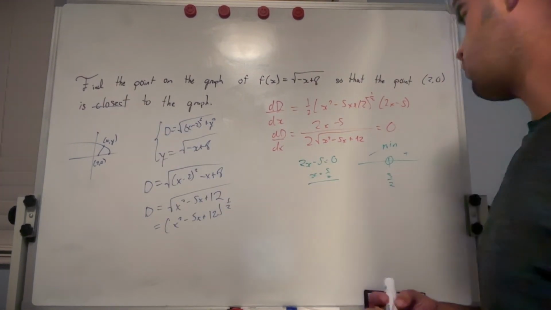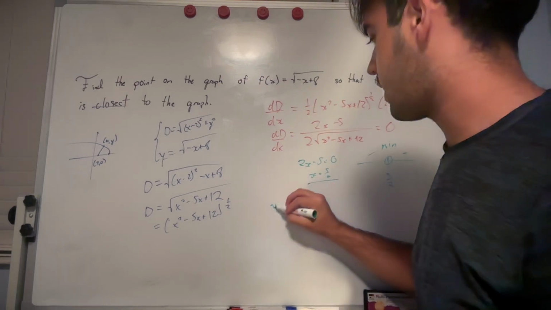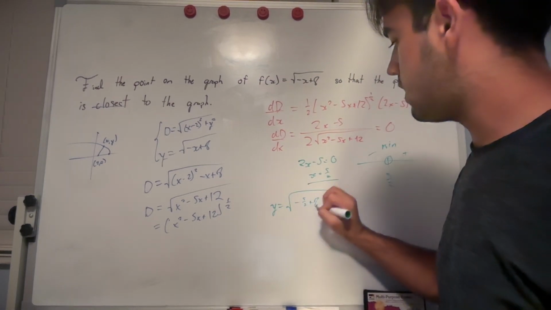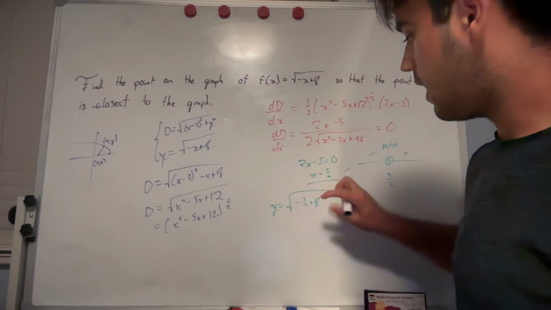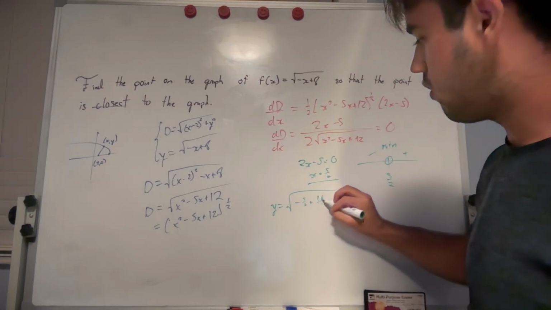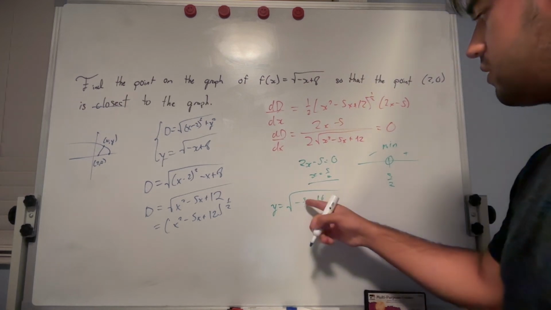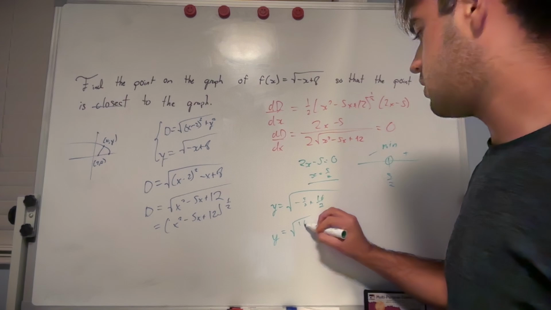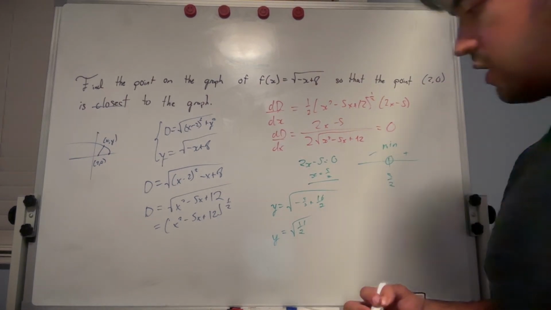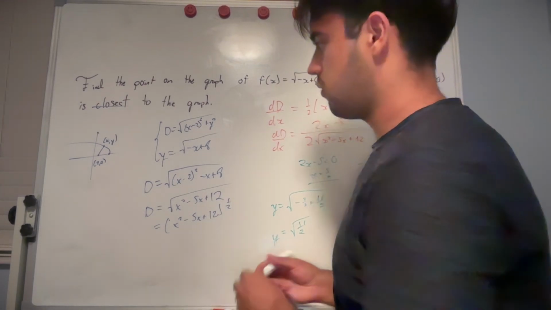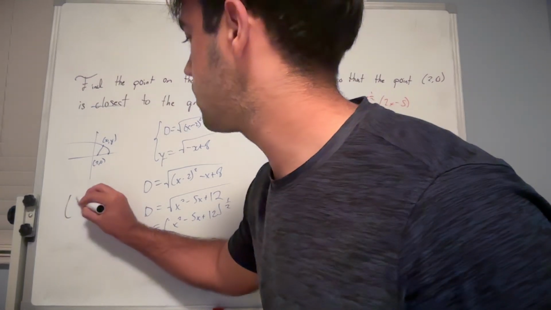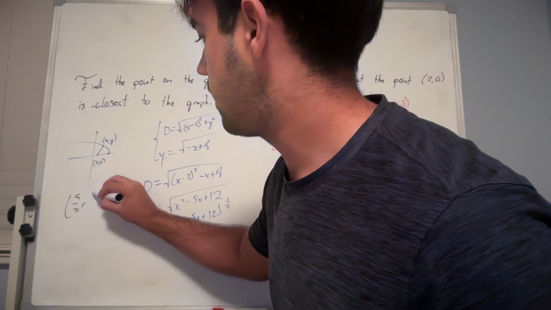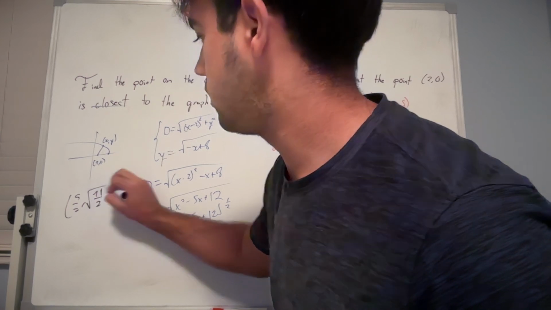Now we need to find our y coordinate, which we can do by plugging that back into y. We end up with the square root of negative 5 over 2 plus 8. We can rewrite 8 as 16 over 2, and then 16 minus 5 is 11. So our y value is the square root of 11 over 2, meaning that our final answer would be the point 5 over 2, comma, the square root of 11 over 2.